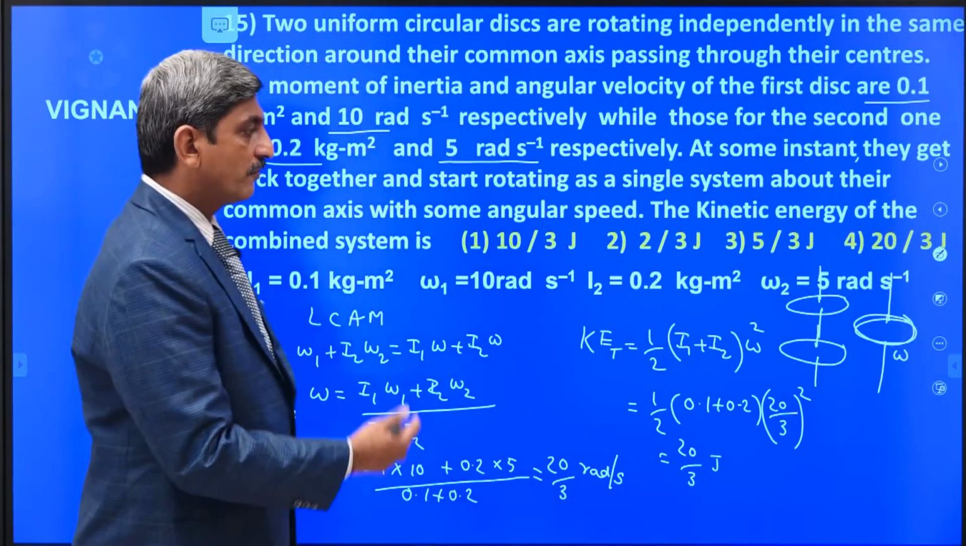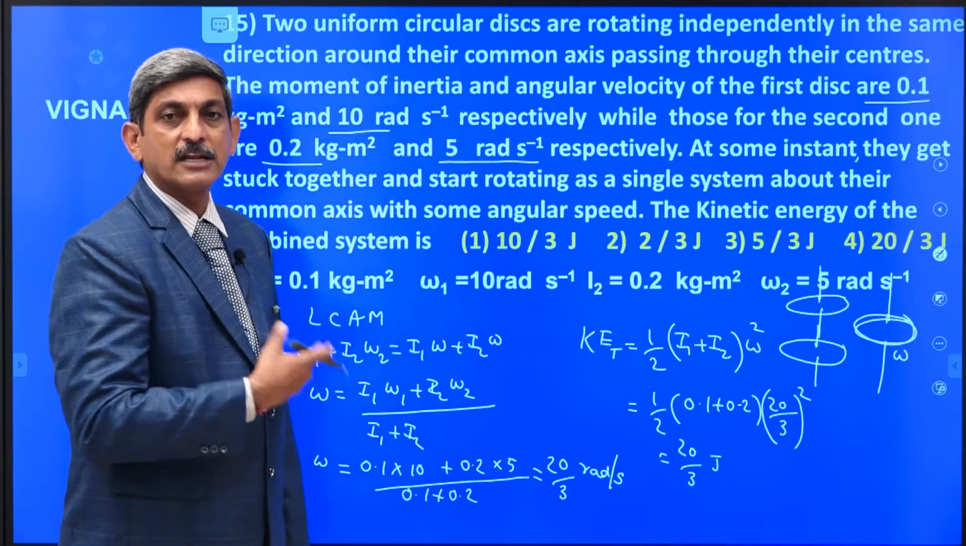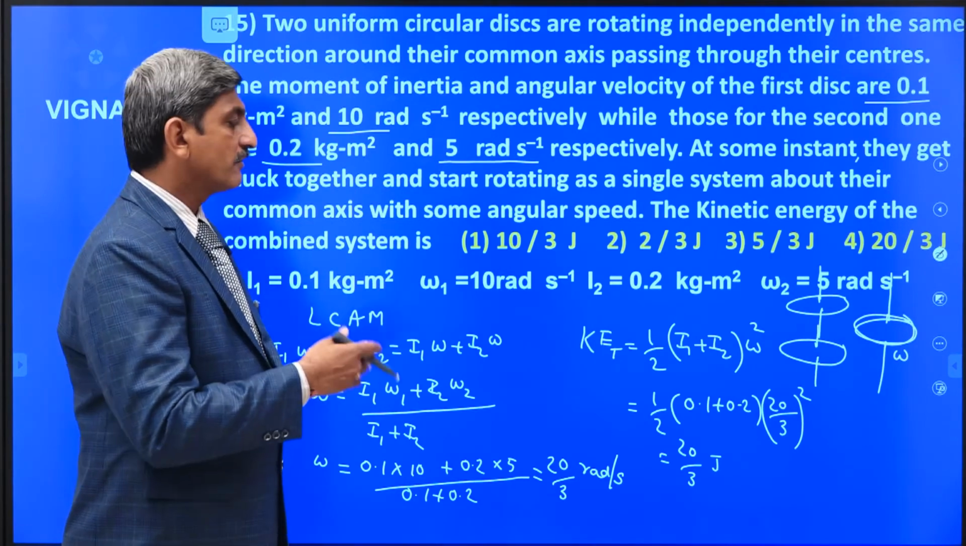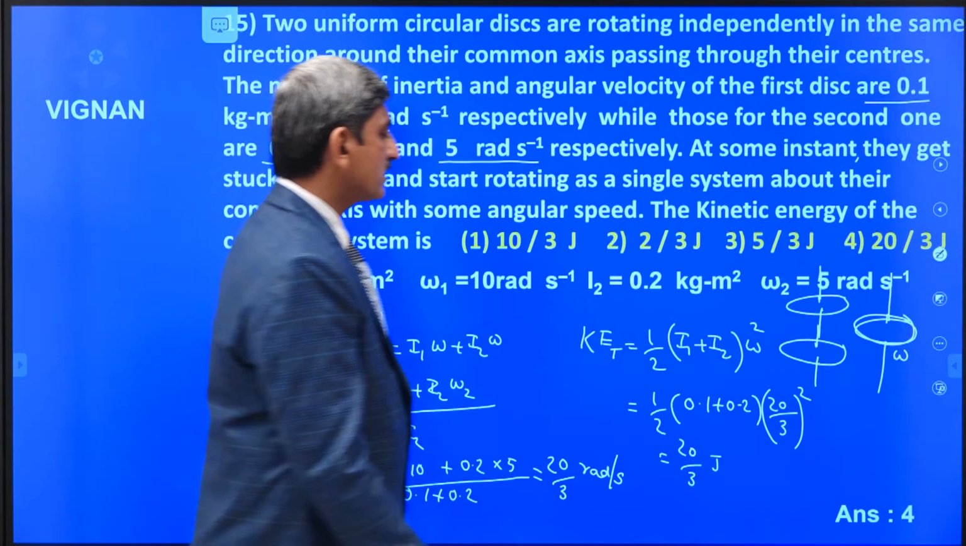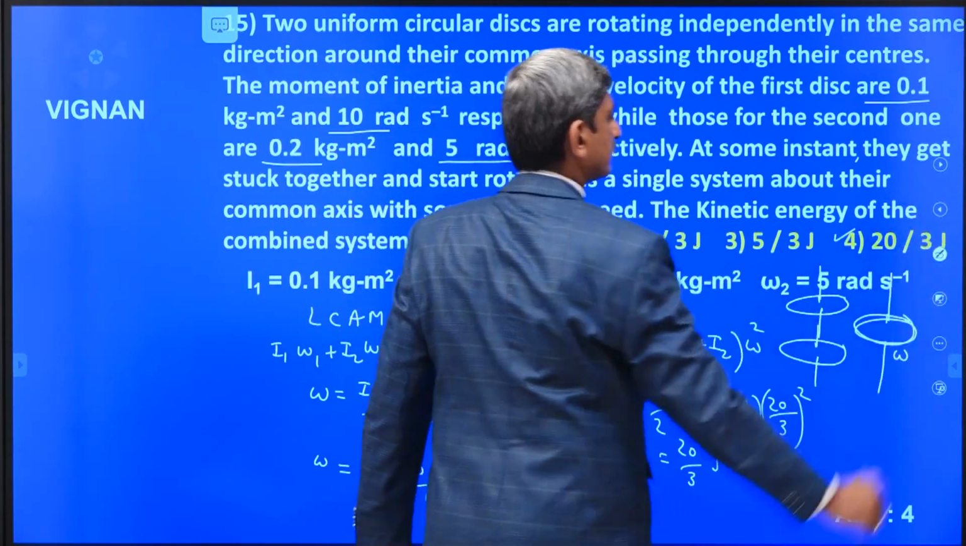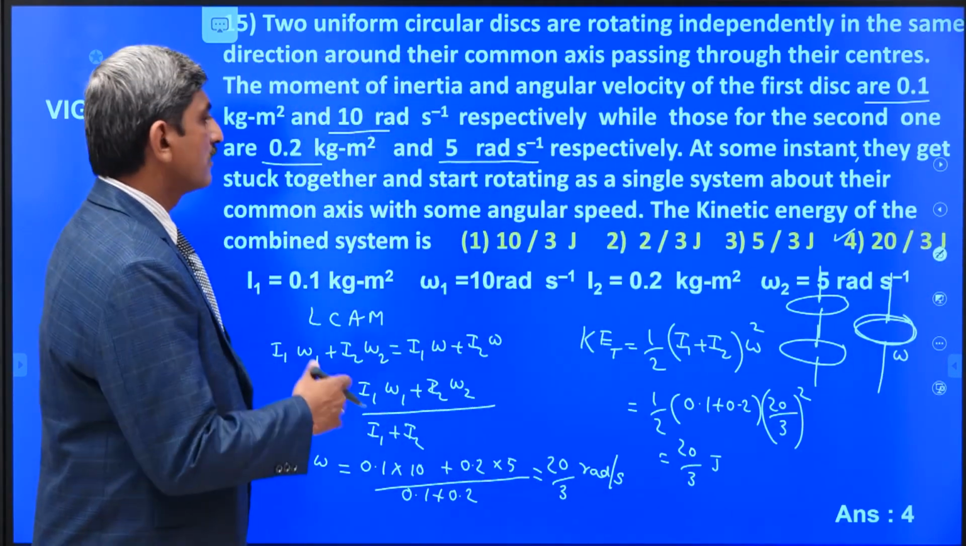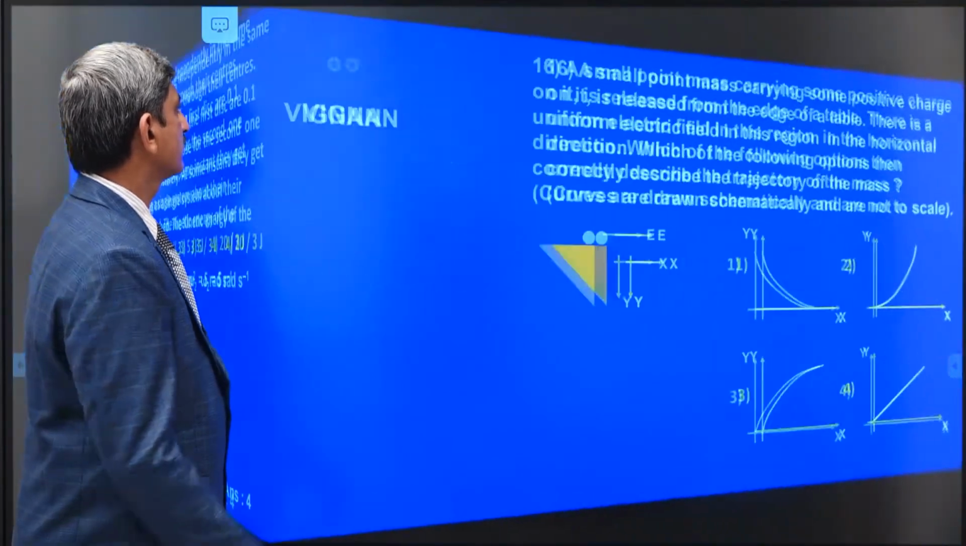Okay. So first we determine the common angular velocity of the system. After that we determine the total kinetic energy of the system. So your answer is option 4. Come to the next problem.